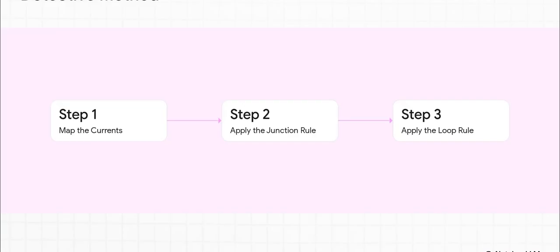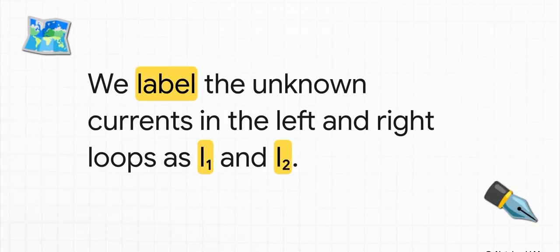And to do this, we're going to follow a really simple 3-step method. First, we'll map out our suspects. Those are the unknown currents. Second, we'll use that junction rule to see how they're all related. And third, we'll use the loop rule to build our final case. Let's do it. Step 1. Map the currents. We don't know what their values are yet, so just like a detective, we give them code names. We're going to call the current in the left loop I1 and the current in the right loop I2. These are our 2 main unknowns, our persons of interest.